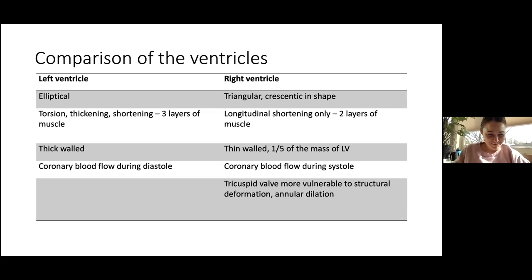Lastly, the tricuspid valve is an important thing to mention when considering right ventricular function, in particular because it's pretty vulnerable. The annulus is vulnerable to dilation, and the valve itself, by function of how it's attached to the myocardium, is more vulnerable to structural deformation and regurgitation. So there's really not a whole lot that's similar between the ventricles, except for the fact that they both pump blood.